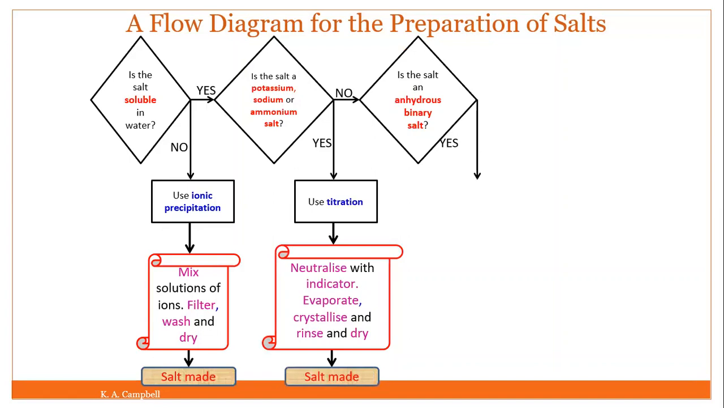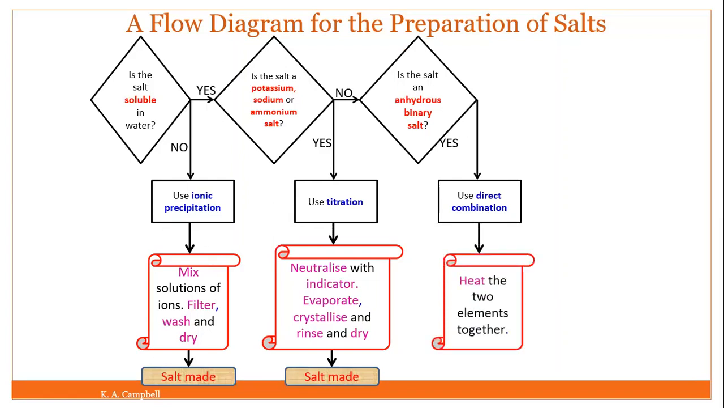Is the salt anhydrous binary? In other words, is it a dry salt? It doesn't contain water of crystallization, and does it contain two elements? If yes, you use direct combination. So you would combine the two elements together, like iron chloride. Iron is one element, chlorine is another element. So if I want to make iron chloride, I can just combine iron and chlorine in a certain way to give me my iron chloride.